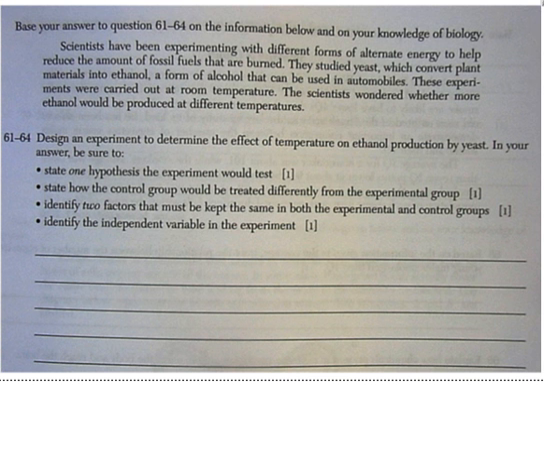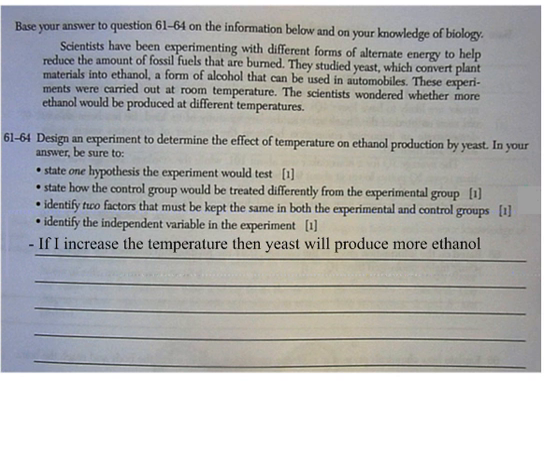So the first bullet says state one hypothesis the experiment would test. What would you say would be a good hypothesis? Here's the one I came up with. Now there's more than one correct answer to this. But if you read mine, you'll see I said if I increase the temperature, then yeast will produce more ethanol. Notice that I put it in the form of an if-then statement.